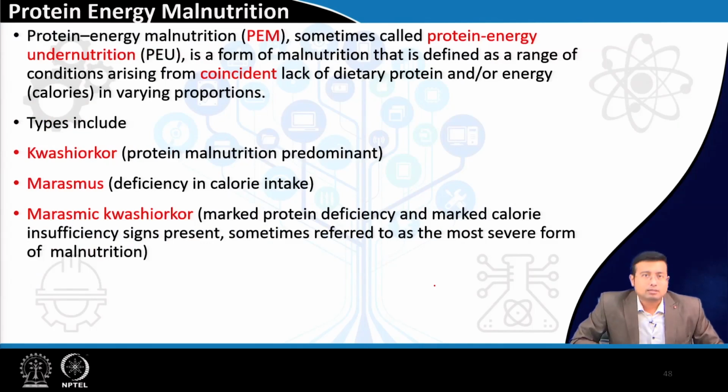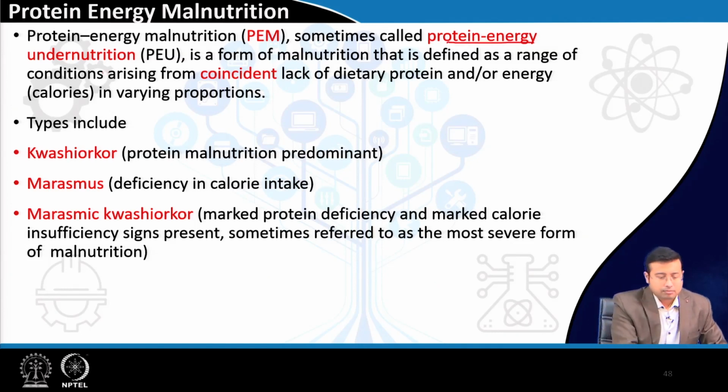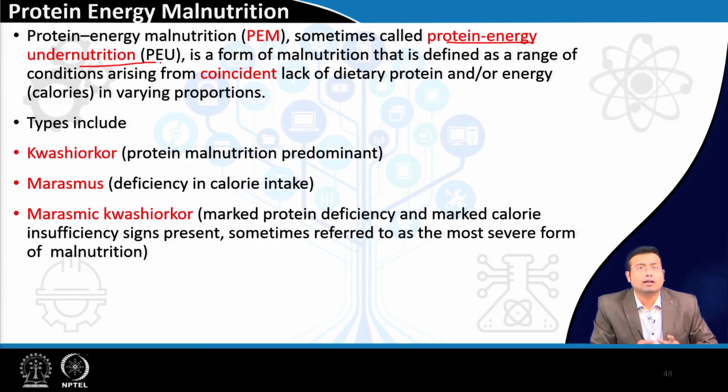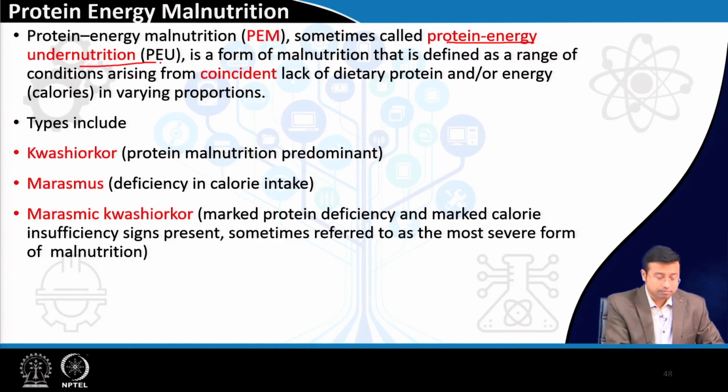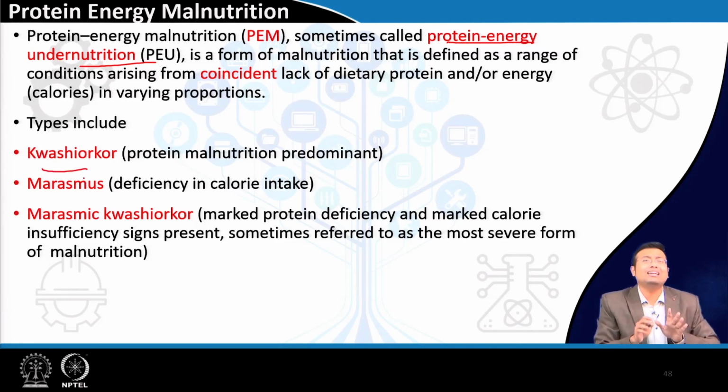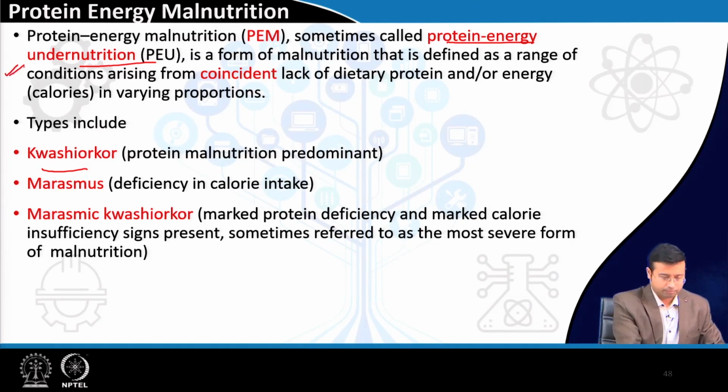That leaves us with the last part of our discussion, that is protein energy malnutrition. This is a very serious disorder that is common in babies, especially in developing countries. It was earlier known as protein calorie malnutrition or PCM. There is a coincident lack of dietary protein and or energy. Why do we say and or energy? Because there are subtypes. In kwashiorkor, protein malnutrition is predominant. By malnutrition we mean undernutrition, all right, very important. It is also known as protein energy undernutrition.